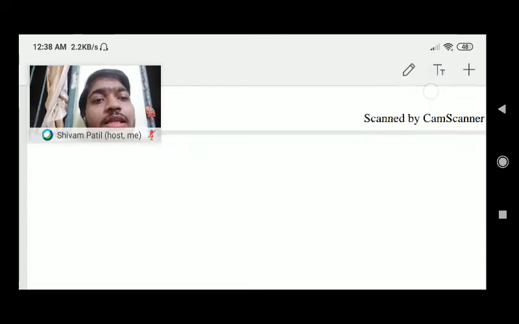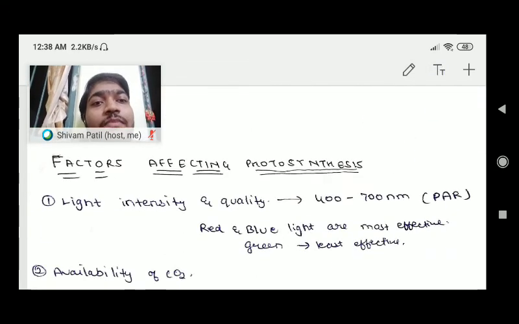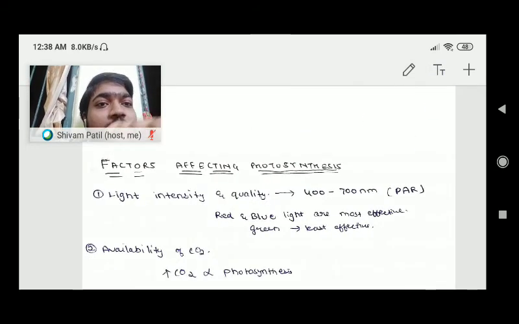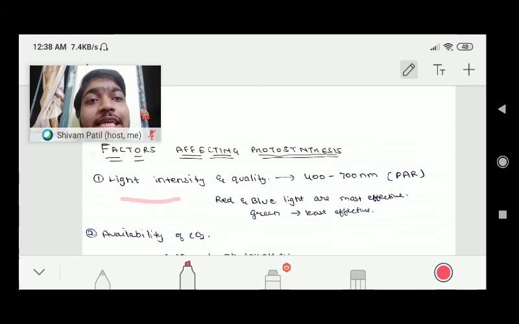Now let us see what are the factors affecting photosynthesis. So the first one is the light intensity and the quality.